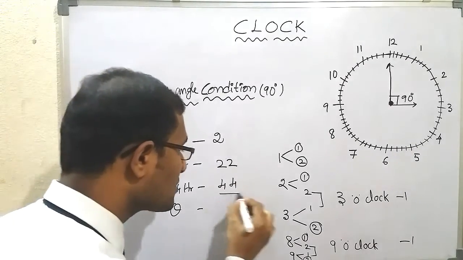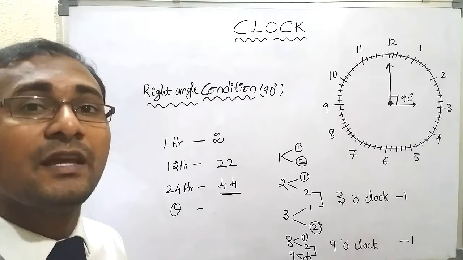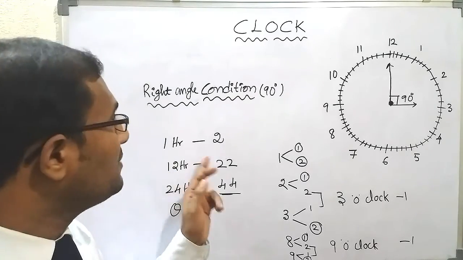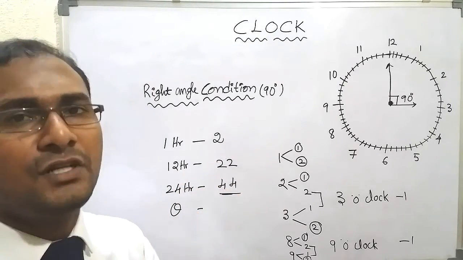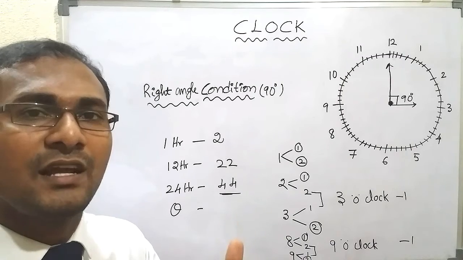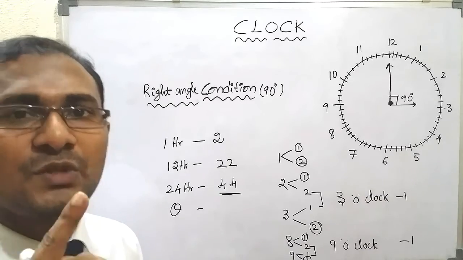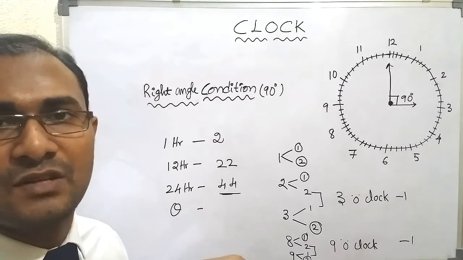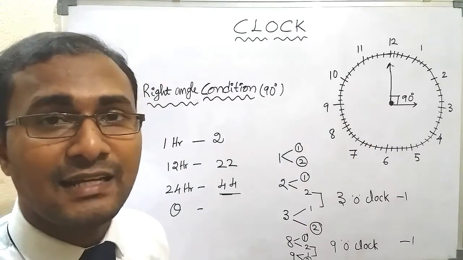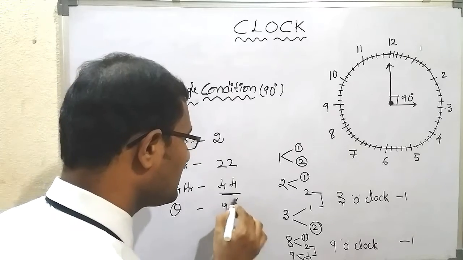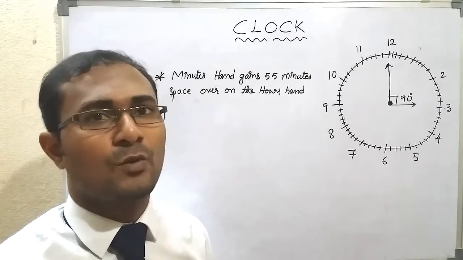See, these conditions they are going to ask you directly in the exam. Like this, for every 24 hours, otherwise for every one day, how many times do the minutes hand and hours hand make a 90 degrees angle? Or for every 24 hours, how many times do the minutes hand and hours hand coincide with each other? Likewise, directly theoretical questions they are going to ask you, so that is why we have to remember this condition. Now what is the angle between the hours hand and minutes hand when the condition is a right angle condition? Obviously it is 90 degrees.